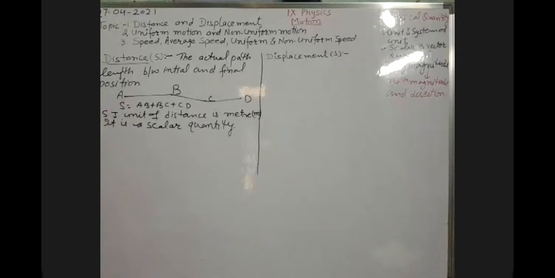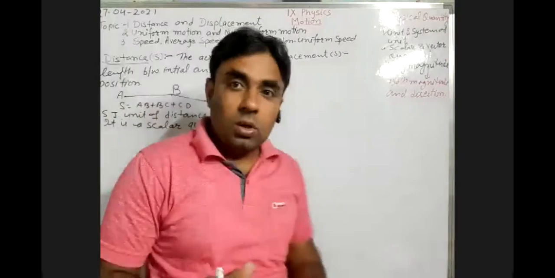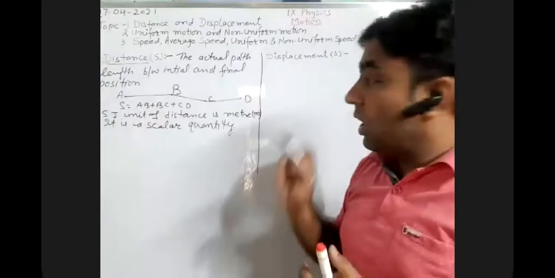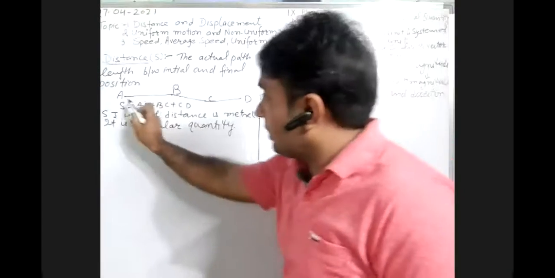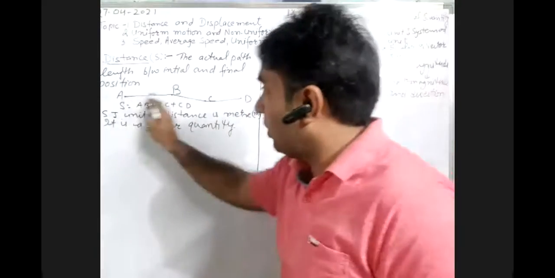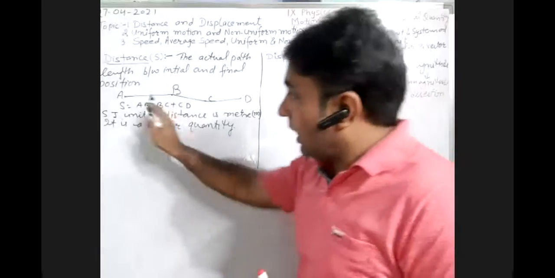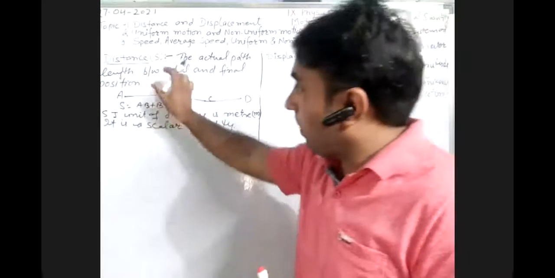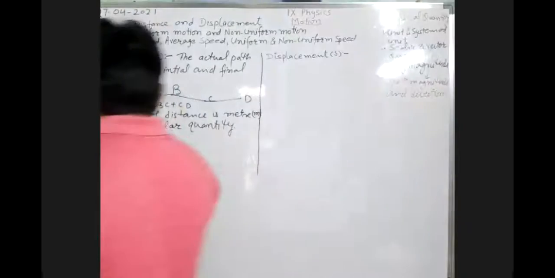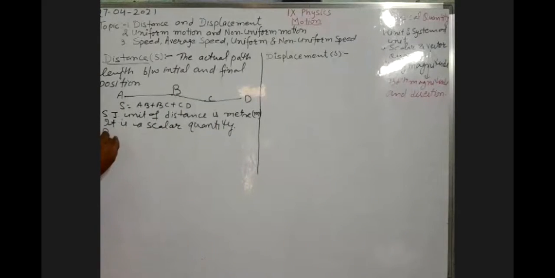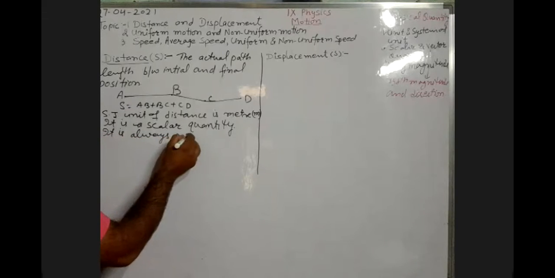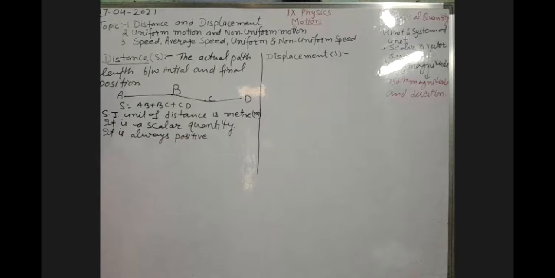Distance can never be zero. We are discussing motion. During motion, when an object travels or moves from one point to another point, there is some movement, there is some distance. So distance can never be zero. It is always positive. It can never be negative or zero.